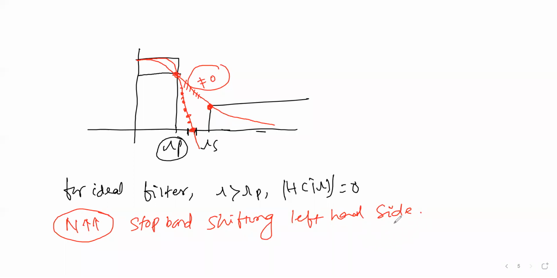Now, what is the meaning? When it shifts left hand side, initially, when n is a small value, then the error is more. What is the error? Error is 1 minus the magnitude of H of j omega. I will show you in another plot.